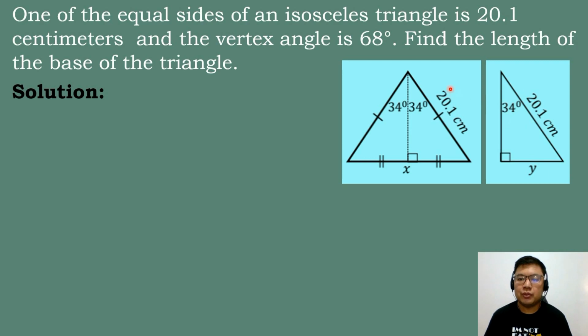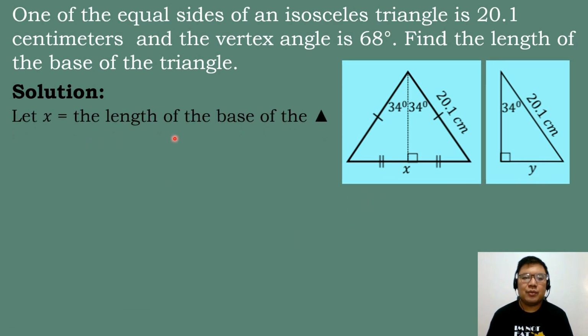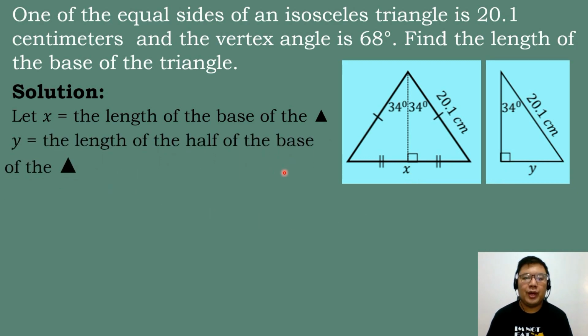This one will be equal to 20.1 centimeters, and let's label this as y. Now for our solution, let x equal the length of the base of the triangle and y equal the length of half of the base of the triangle. After that, we will be using trigonometric ratios.